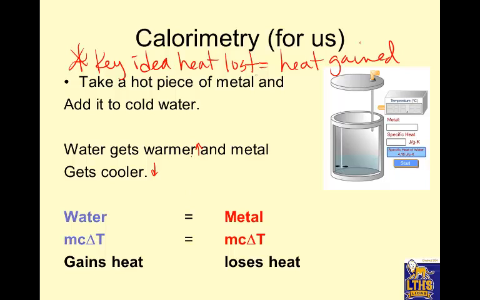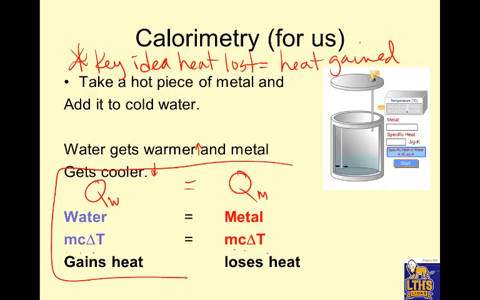So the key idea is that the heat, the Q, that the water takes in is going to be equal to the heat that the metal gives off. So we can use this to help figure out any of these variables that are missing. The heat gained by the water is equal to the heat lost by the metal. This is the key idea to calorimetry, because heat lost equals heat gained.